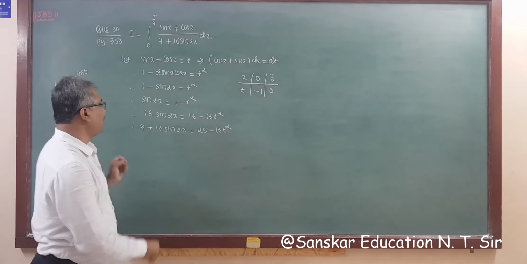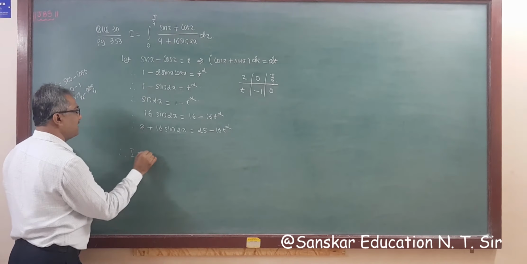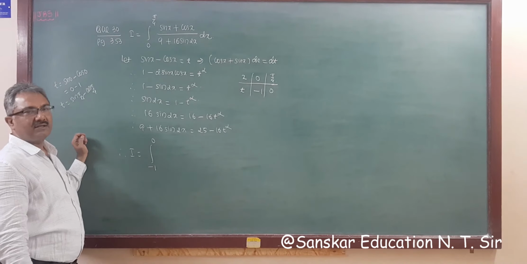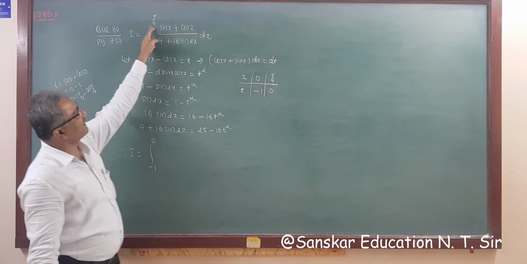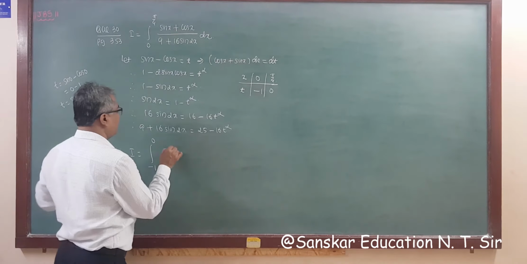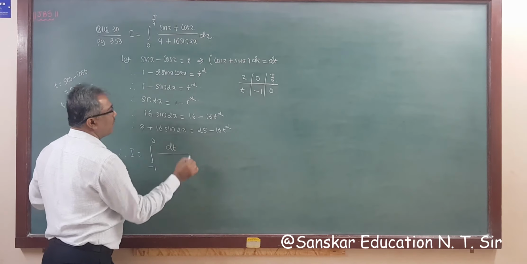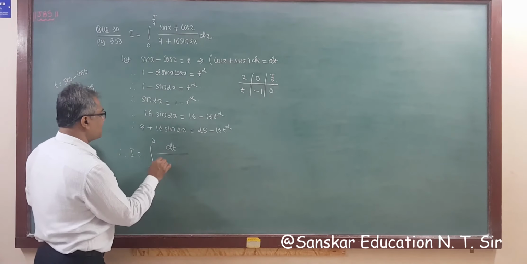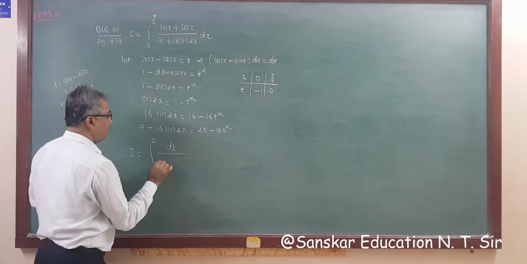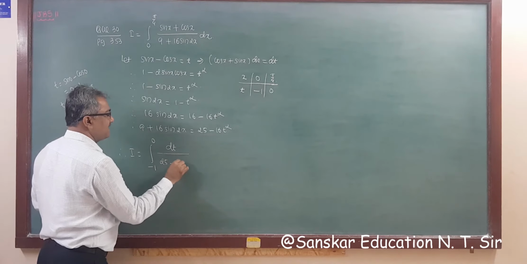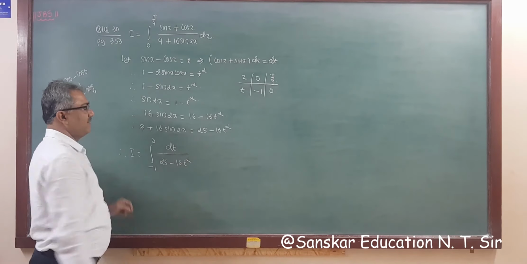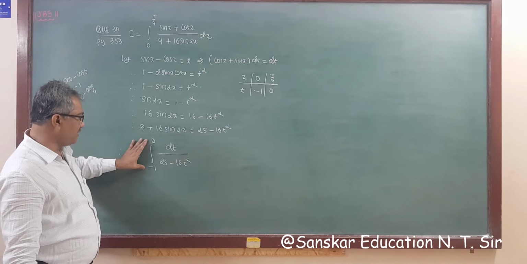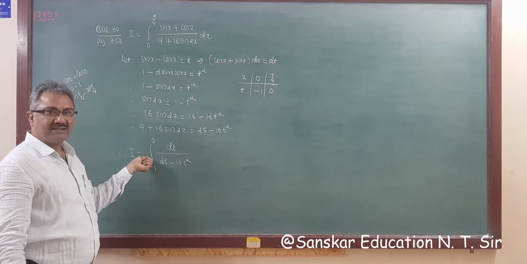Got it? So the new limits will be minus 1 to 0. I is equal to the integration from minus 1 to 0 of sin x cos x dx, which is nothing but dt upon 9 plus 16 sin twice x, which is 25 minus 16 t square. This is the limit from minus 1 to 0.